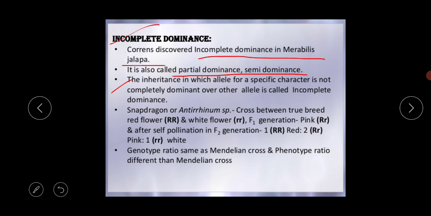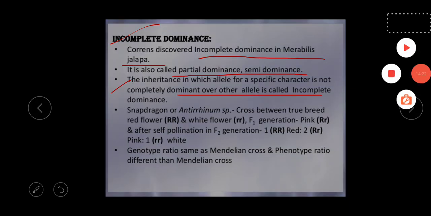It is an inheritance in which the allele for a specific character is not completely dominant over the other allele. Normally, Mendel discovered that for one character, one gene has two alleles, and one allele is masked by the other allele. One carries the dominant gene, the other carries the recessive gene. But sometimes the allele for a specific character is not completely dominant over the other allele. That's called incomplete dominance.